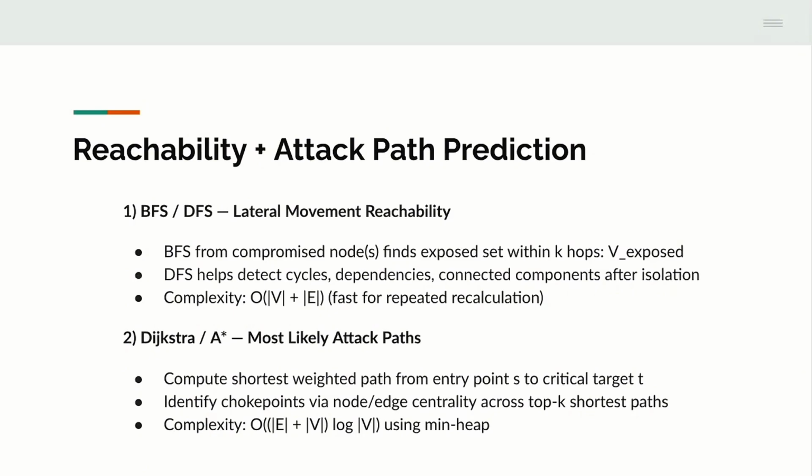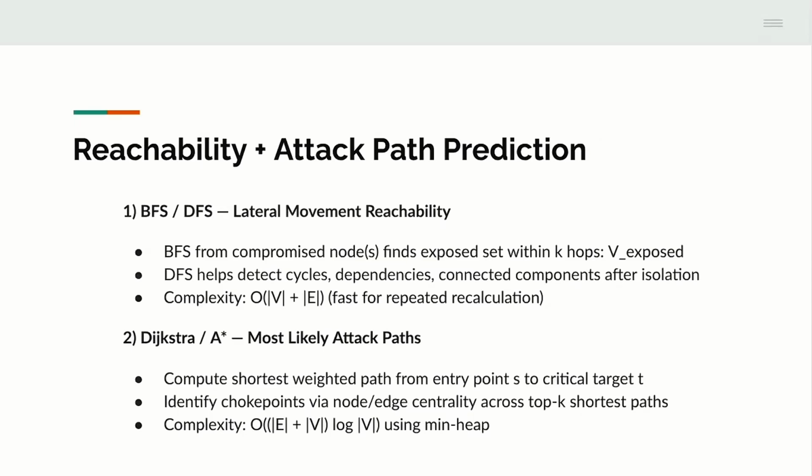The first, I am going to use BFS or DFS for lateral movement reachability. We use BFS starting from one or more suspected compromised machines. BFS explores the network level by level, so it naturally tells us which nodes are reachable in one hop, two hops, up to k hops through currently active edges. In security terms, this gives an exposure region.